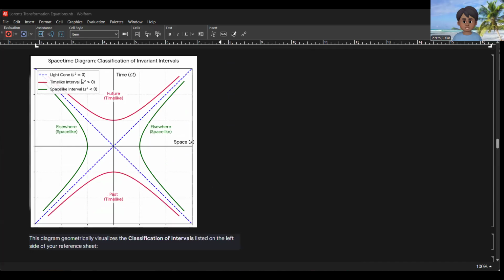So we have the spacetime diagram here, the classification of invariant intervals. So we have the light cone here, this one, and a timelike interval here is greater than zero. Spacelike intervals, s squared less than zero, are in this region here.